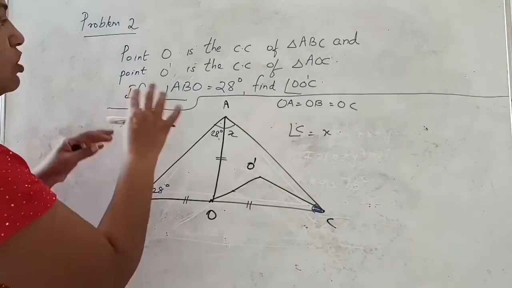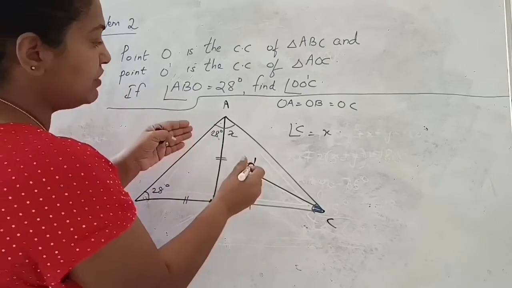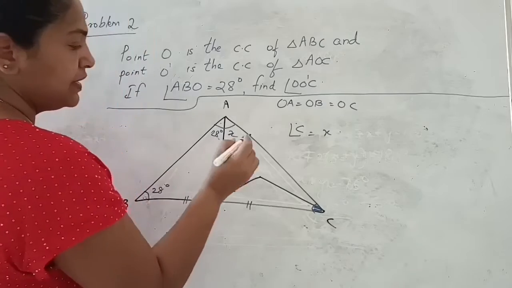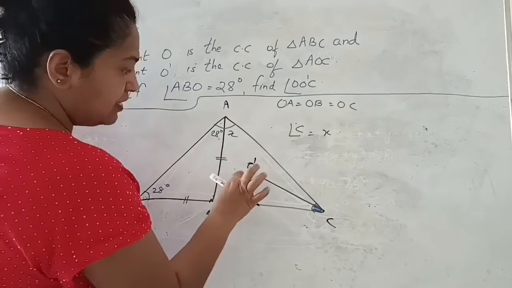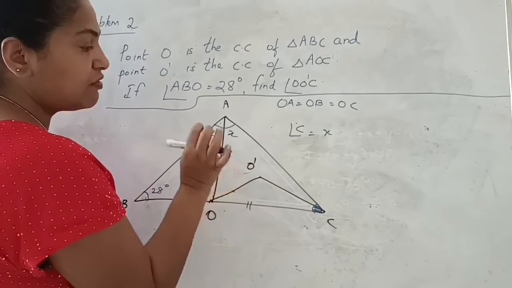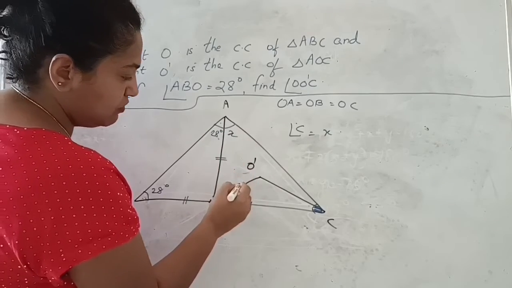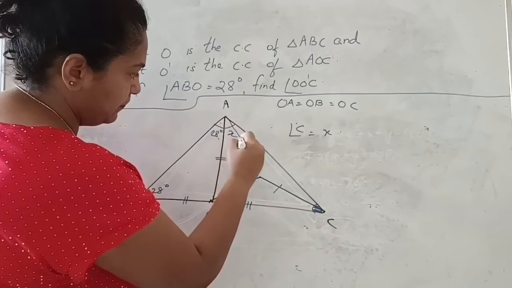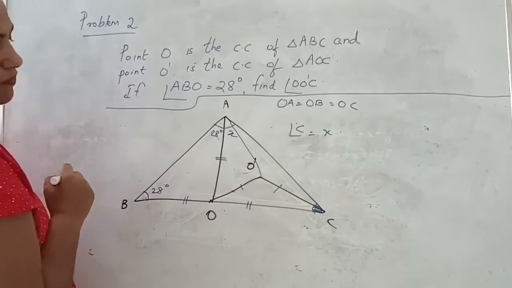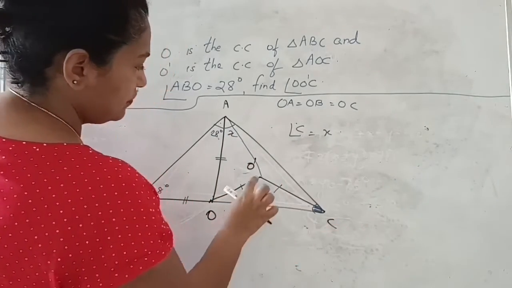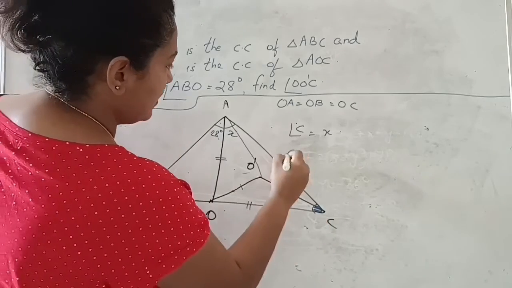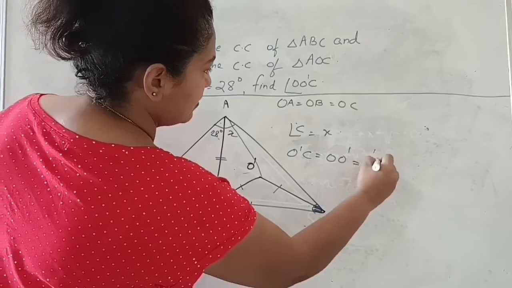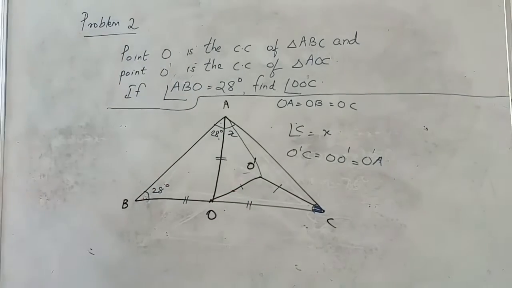Now I have one more circumcenter in the same problem, which is O dash, the circumcenter of the triangle AOC. The distances from the circumcenter to the vertices of the triangle AOC will be equal. So this side is equal to this, which is equal to this. So I can say that O dash C, O dash O and O dash A, all three measurements are equal.